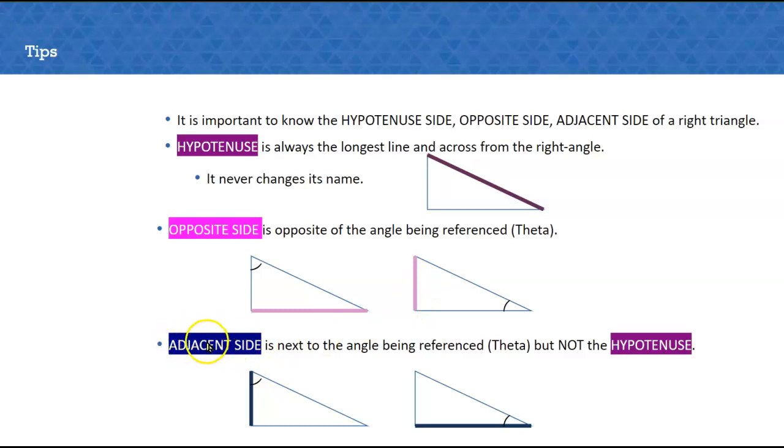Adjacent means next door. It is next to the angle being referenced. So here's our theta. Notice that this is the adjacent. The other thing to notice is that it's touching our hypotenuse. So our adjacent side, the side touching the referenced acute angle and the hypotenuse, is this side right here. Here's our theta. Look, it's touching the hypotenuse again. So that's our adjacent. It's next to our referenced angle, our theta.